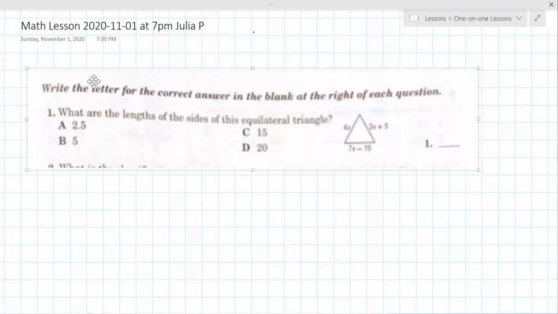I'm sharing my screen. Write the letter. What are the lengths of sides of this equilateral triangle? Is that right?